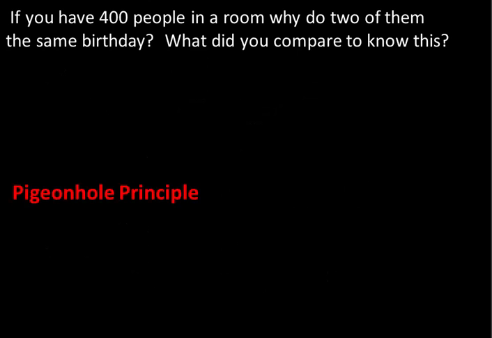Here's another question I'd like you to consider. You might want to put these on pause when a question is posed and see if you can think about it before you listen to what I say. If you have 400 people in a room, why do 2 of them for sure have the same birthday? I don't mean year, I mean just day and month, like March 1st is mine. Why do 2 of them for sure have the same birthday? And how could you prove this?